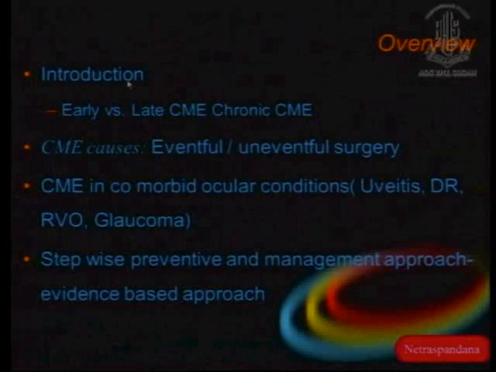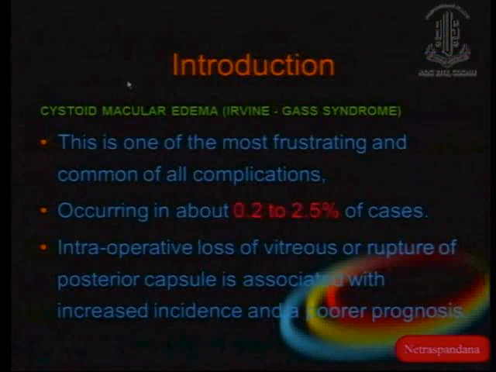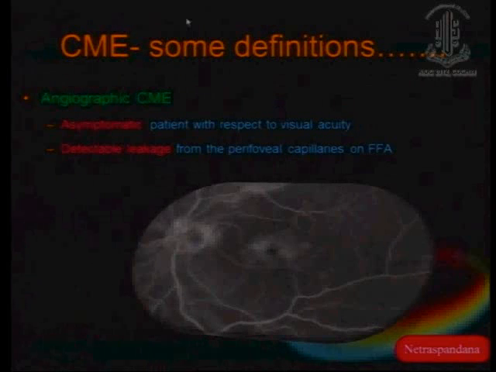I'll cover this topic under the following headings. We'll try to look at the causes of CME after eventful and uneventful surgery and try to get an evidence-based stepwise management. Cystoid macular edema is one of the most frustrating and common complications that one may face, and our cataract surgeons who are used to seeing 6/6 may find it very frustrating. And if you have an intraoperative loss of vitreous or a PCR, the chance of CME increases by 10 to 20 fold.